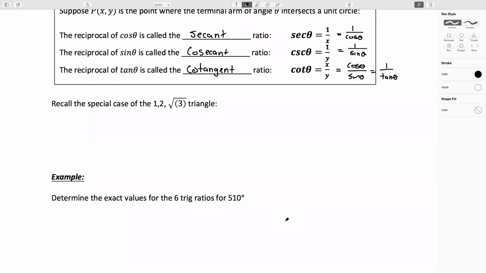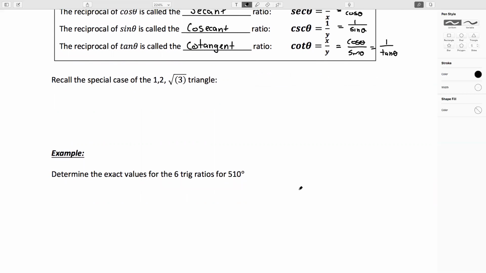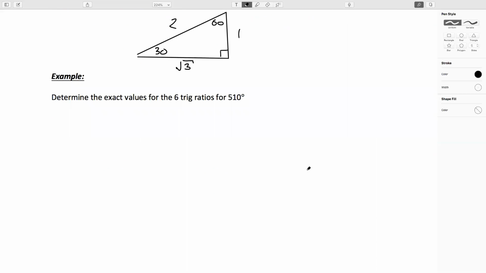All right, recall the 1, 2, root 3 triangle. We kind of did this already, so I'm just going to write the triangle here as a reference, because we're going to need it. 1, 2, root 3, and 30, 60, and 90. Determine the exact values of the 6 trig ratios for 510 degrees. So first we need to draw 510 degrees.